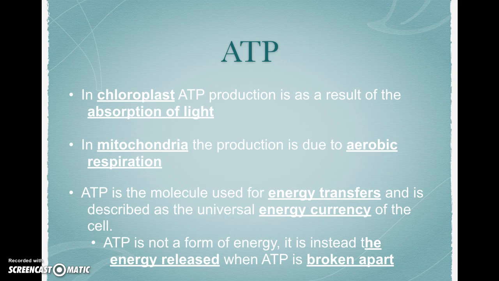In chloroplasts, ATP production is a result of the absorption of light. In mitochondria, the production is due to aerobic respiration. So there are two different processes happening here. Either way, ATP is a molecule only used for energy transfers, and it's described as a universal energy currency of the cell. It is not a form of energy. It is instead the energy released when ATP is broken apart. When ATP is broken apart, it becomes a completely different molecule.